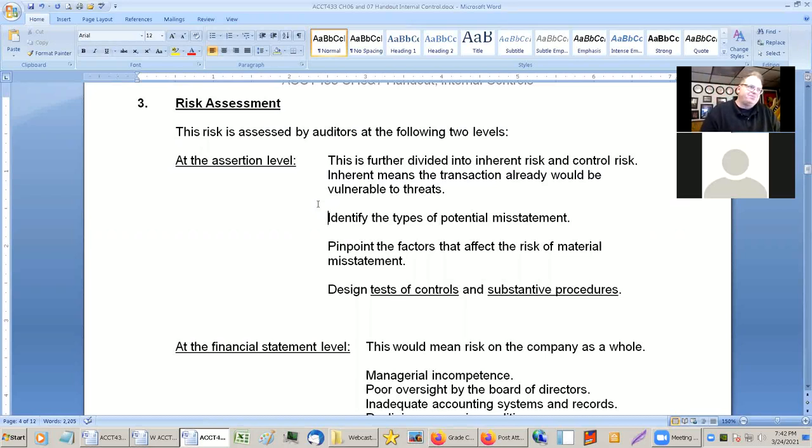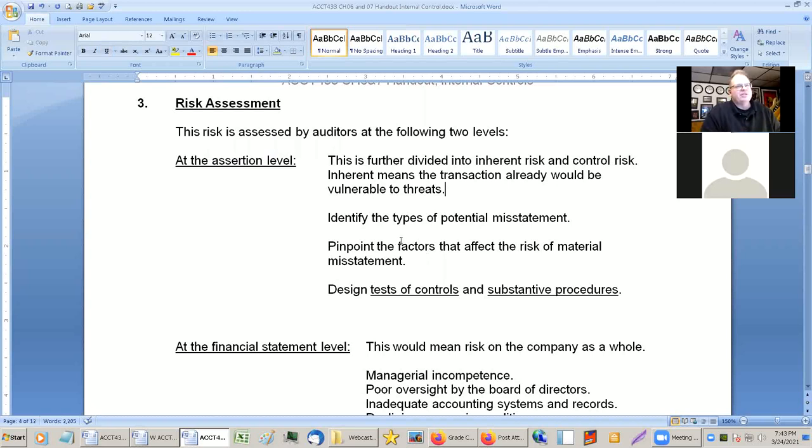Risk assessment. There are basically two levels that you're going to go through for your risk assessment. The assertion level is the one that we're usually more focused on, what we normally think of when we talk about assessing risk. And that is, in an individual account, what is the risk of that individual account? They talk about this being at the assertion level. So completeness, existence, cutoff, all that kind of stuff.